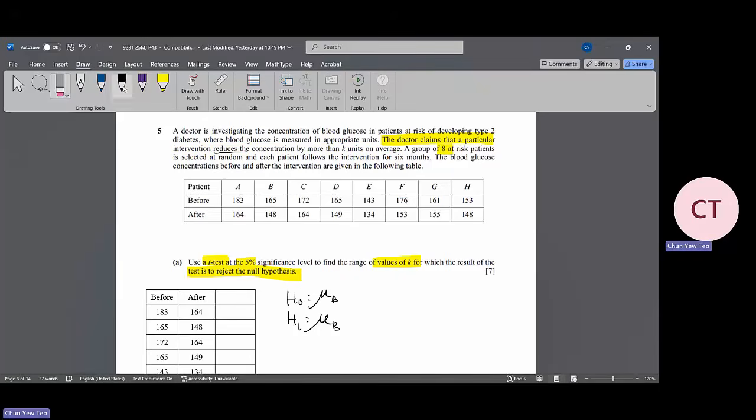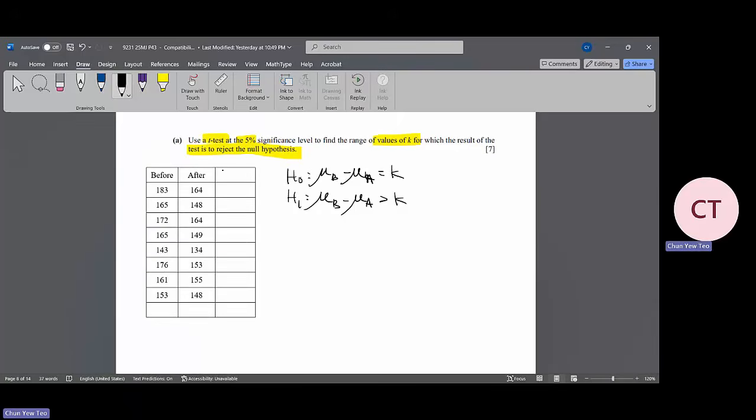So over here, that means this minus this gives you a reduction of more than K unit. That is the meaning. So I have to be careful. Before and after, we need to find the difference. The difference is actually B minus A. So B minus A, we get 19, 17, 8, 16, 9, 3, 6, 9. Then we need to find the sum.